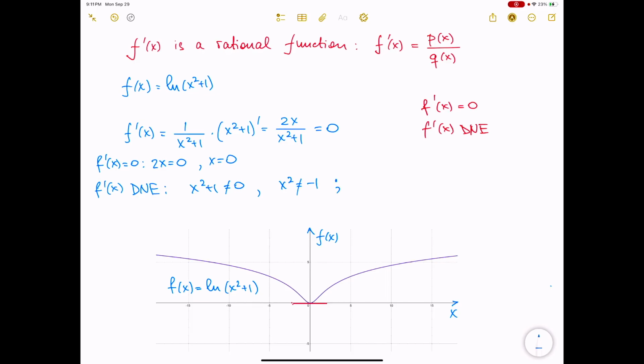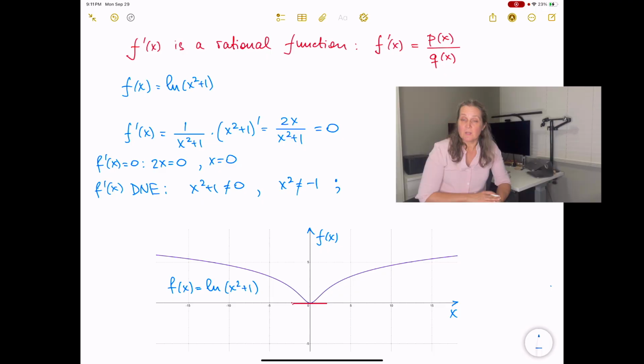Therefore, there are no values of x for which the derivative of the function natural logarithm of x squared plus 1 does not exist. I also want to draw your attention to the function itself, natural logarithm of x squared plus 1. Every function has a domain. It's the possible values of x that can be used as an input. Natural logarithm is only defined for input strictly greater than 0.